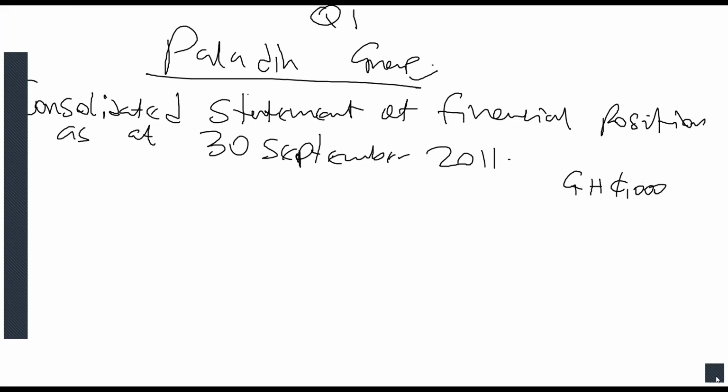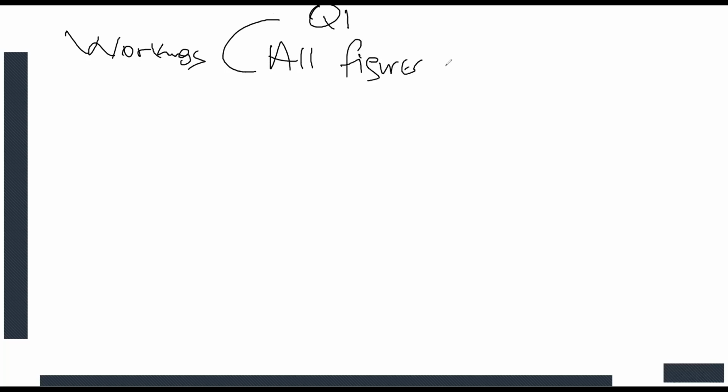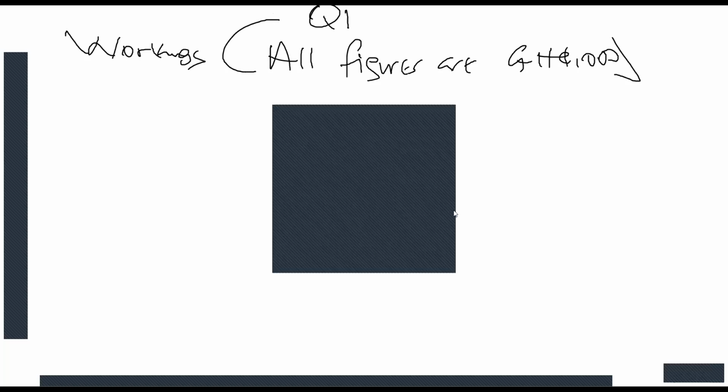So move on to the next page. Then you still write question 1 on top, but this time you say workings. Open a bracket and say all figures are in Ghana cedis in thousands. Close it. And then we are good to go.